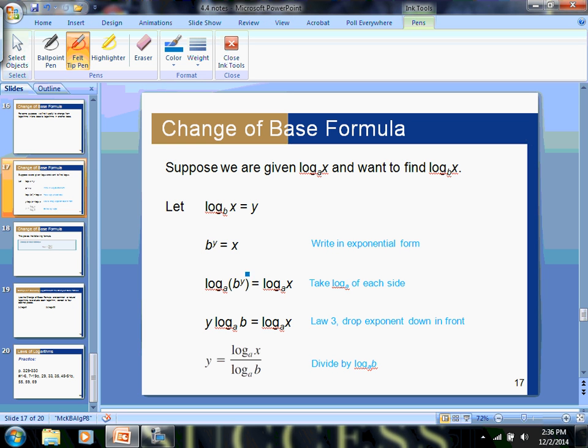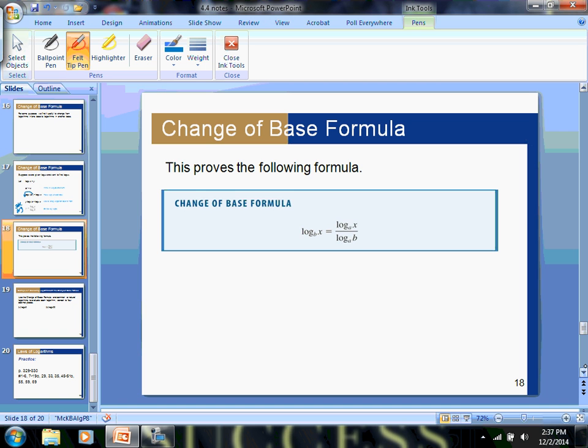And then when you do that, this y will drop down in front. And if you're trying to solve for y, because you're trying to find log base b of x, and log base b of x is equal to y, here you're going to solve for y. So you're going to end up dividing log base a of x over log base a of b. Okay? And that's what the change of base formula looks like.